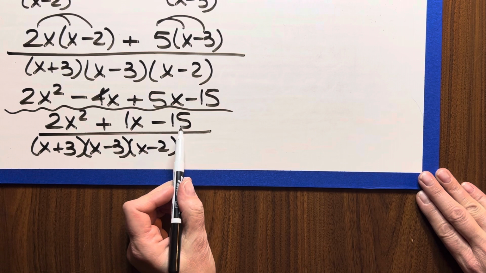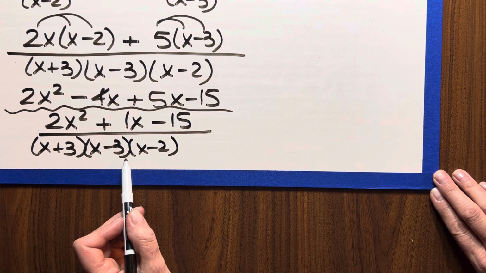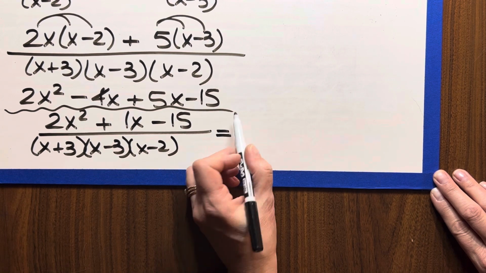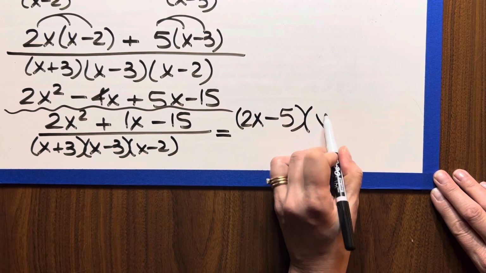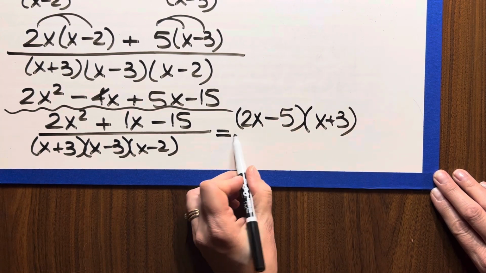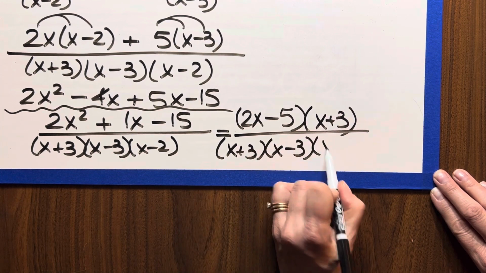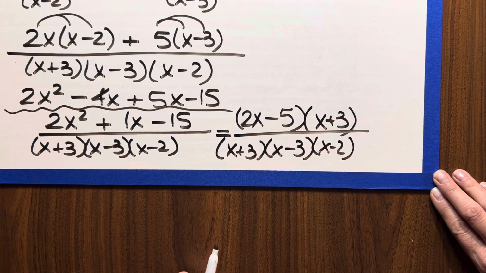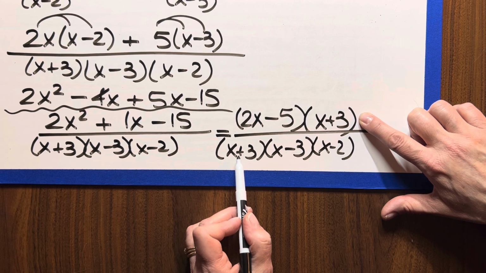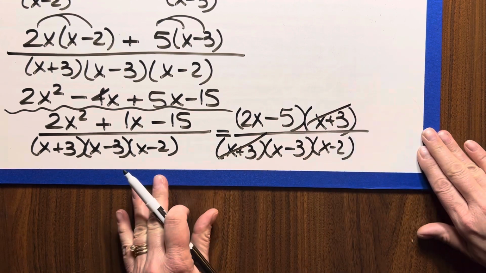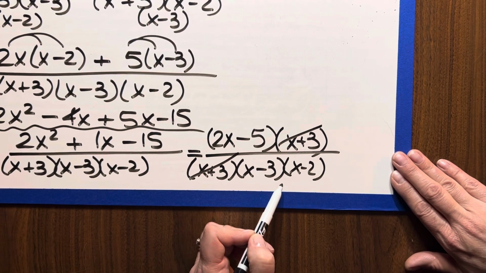Remember that we want to check to see if we can factor the numerator because potentially we can cancel something in the denominator. In this problem, I can factor my numerator into 2x minus 5 and x plus 3. And I know that I will have at least one factor that is going to cancel. There's an x plus 3 in the numerator and also one in the denominator, so I'm allowed to cancel those. Nothing else is the same in both the top and the bottom of my fraction.